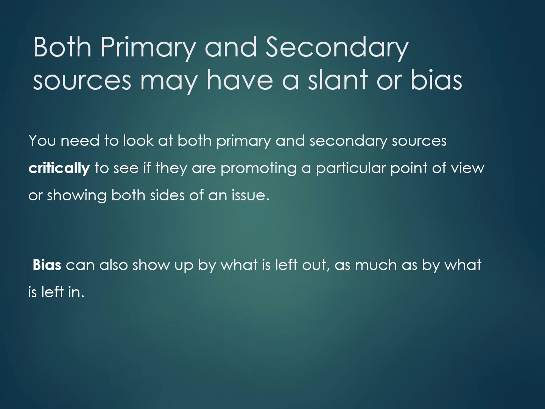For example, in an autobiography, like the autobiography of David Beckham, it's likely biased to only talk about the positive things about his life or the positive things about him. Bias can also show up in what is left out as much as what is left in, and we'll talk about bias when we look next time at evaluating our sources.